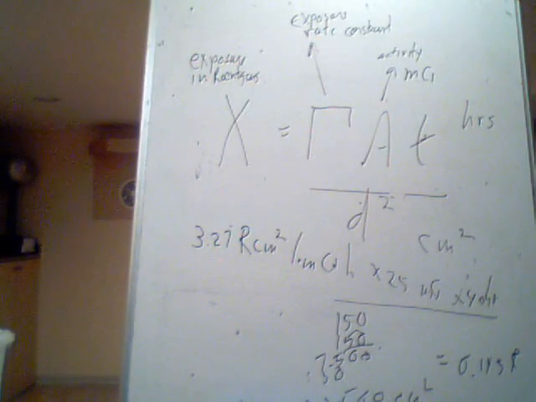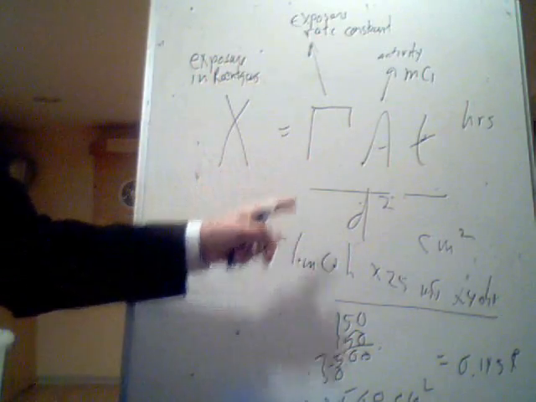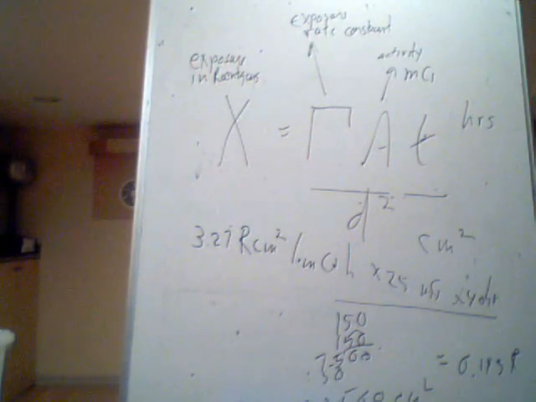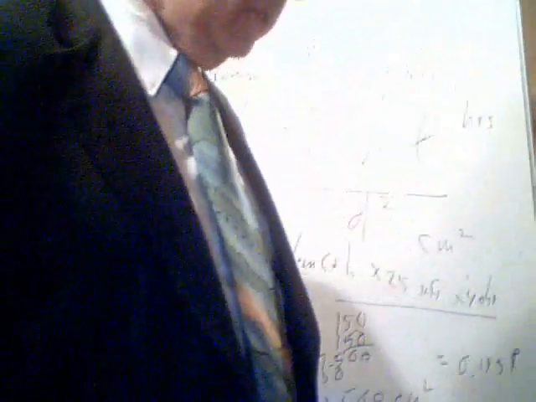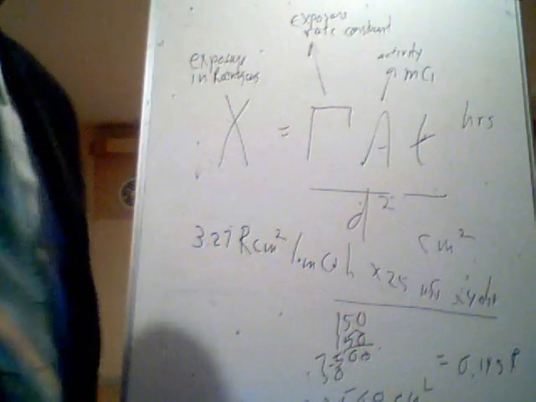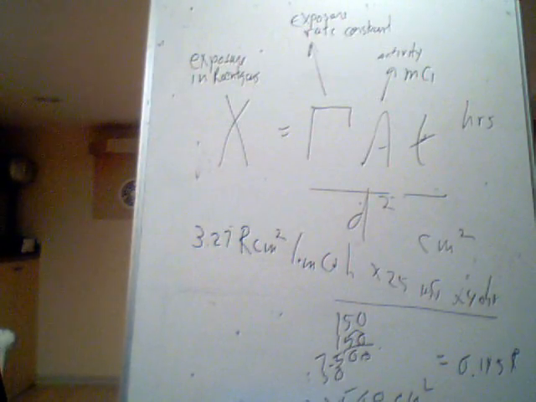We can incorporate shielding in the exposure equation that we had here, by just entering the term B, where B is the transmission factor. So now we can expand our equation a little bit further.